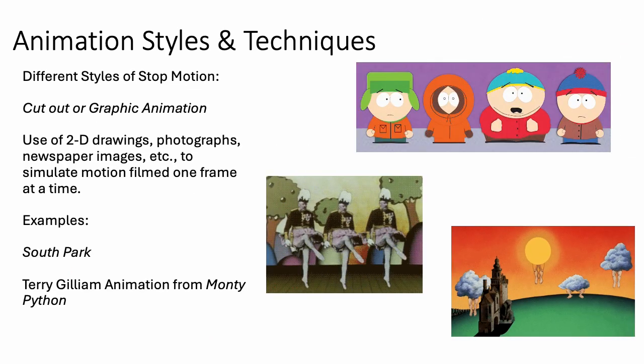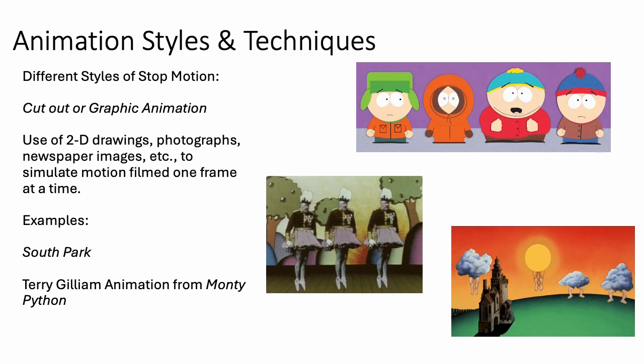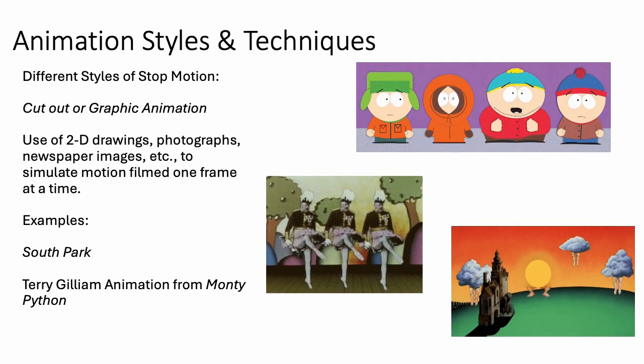Cutout or graphic animation uses two-dimensional drawings, photographs, newspaper images, or whatever, to simulate motion filmed one frame at a time. Examples of this are South Park and Terry Gilliam's animation from Monty Python's Flying Circus.